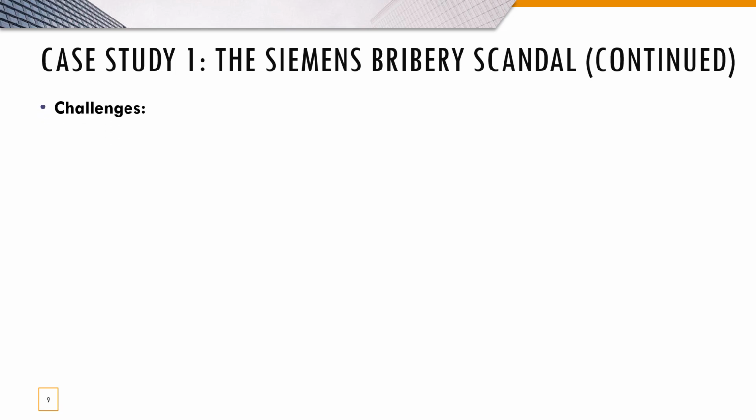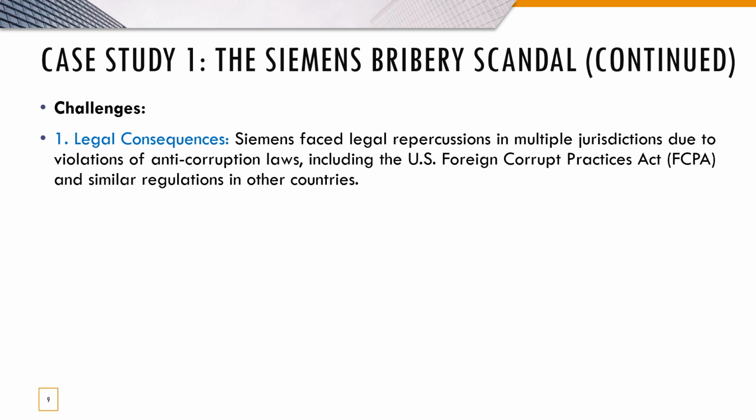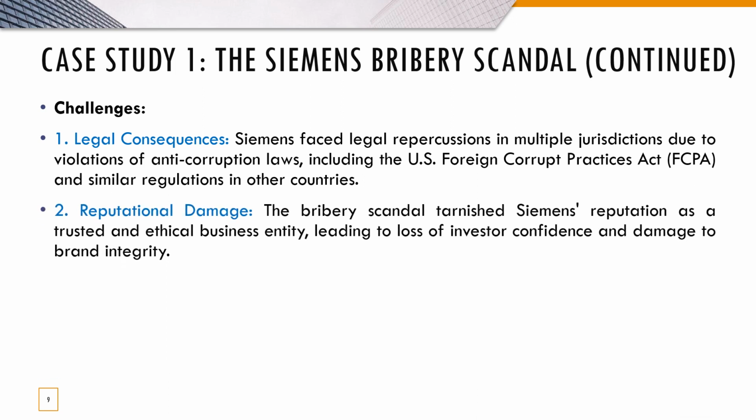So what are the challenges that Siemens faced? One, legal consequences. Siemens faced legal repercussions in multiple jurisdictions due to violations of anti-corruption laws, including the U.S. Foreign Corrupt Practices Act, and similar regulations in other countries. Number two, they also faced reputational damage. The bribery scandal tarnished Siemens' reputation as a trusted and ethical business entity, thereby leading to loss of investor confidence and damage to brand integrity.